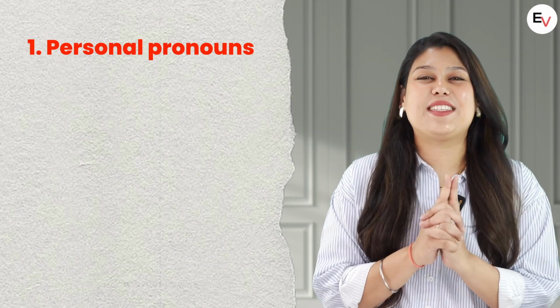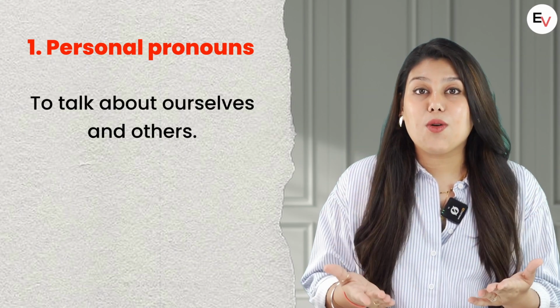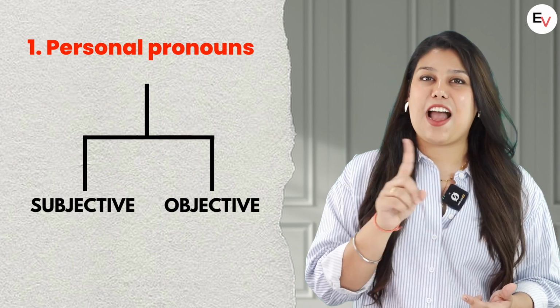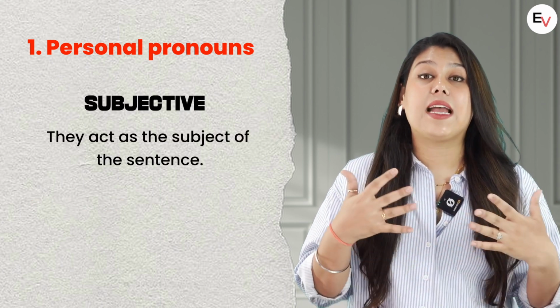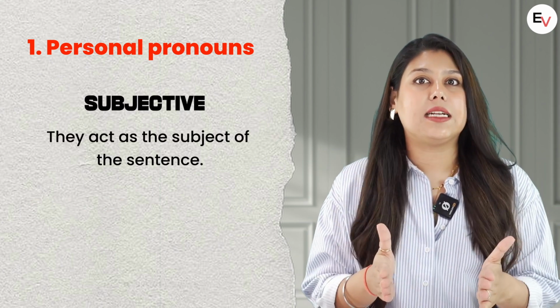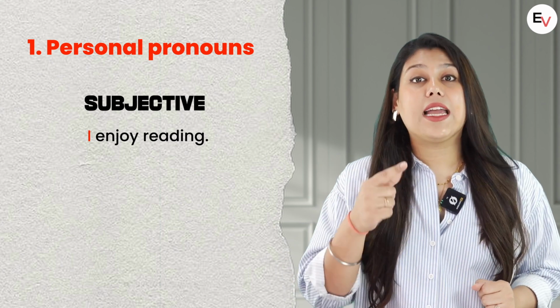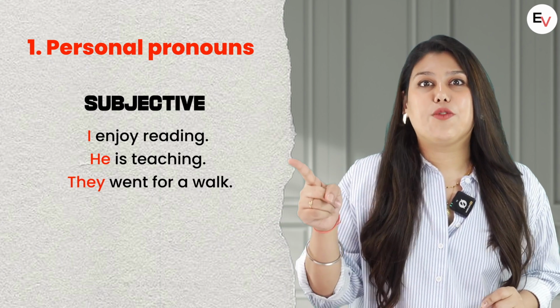Let's start with personal pronouns. As the name goes, these pronouns are used to talk about ourselves and others. Now they have 2 categories, subjective and objective. Let's start with subjective. So over here, the pronouns, they act as the subject of the sentence. It means they are performing the action. For instance, I enjoy reading. He is teaching. They went for a walk.